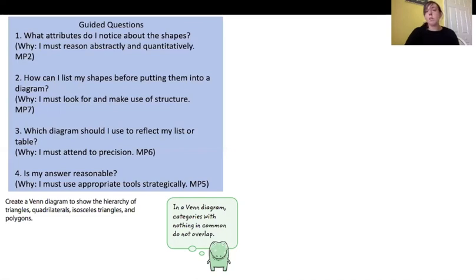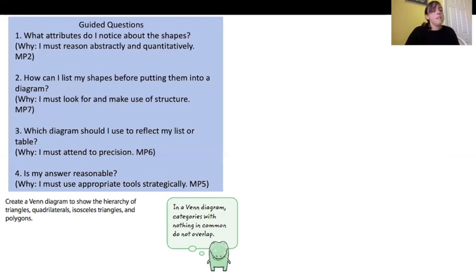What attributes do I notice about the shapes? Why? I must reason abstractly and quantitatively. Okay, so the shapes they have listed are triangles, quadrilaterals, isosceles triangles, and polygons. I notice, again, triangles are polygons with 3 sides. Quadrilaterals are polygons with 4 sides. An isosceles triangle is a triangle that has 2 sides of equal length. And a polygon is a closed figure with 3 or more connecting line segments. So if I'm thinking through that, I know that polygon is pretty general.